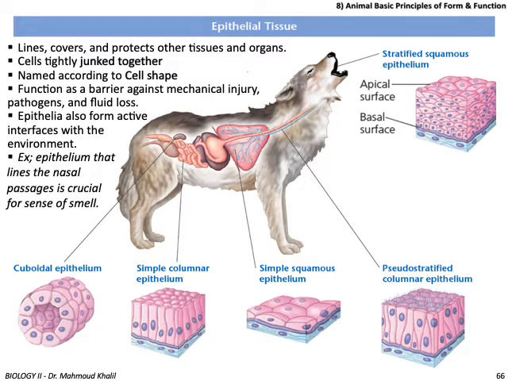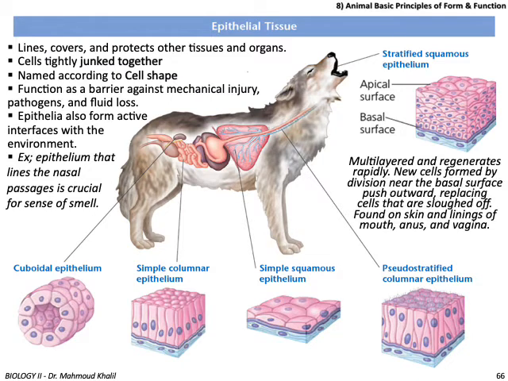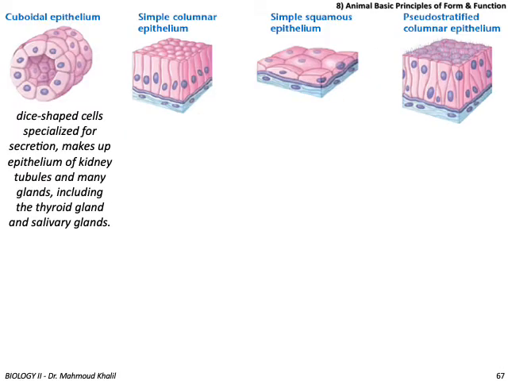For the stratified epithelia, the best examples are the skin and the lining of the digestive system. It consists of multiple layers and always regenerates rapidly. New cells are formed at the bottom and pushed to the upper layer to replace the dead ones, which are removed due to friction. As an example, the skin.